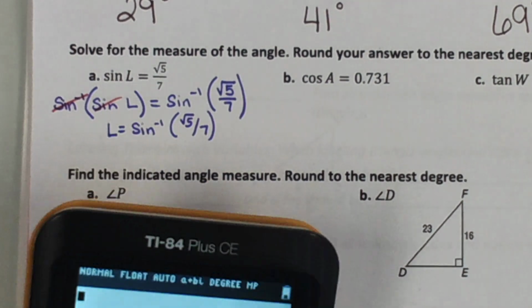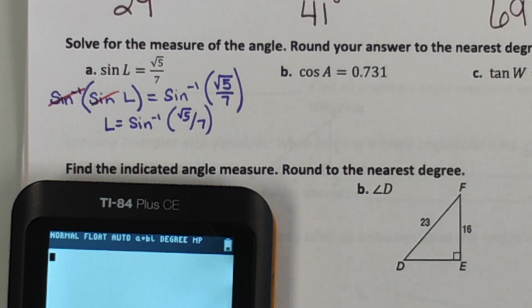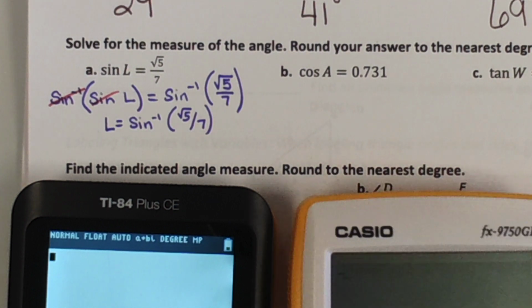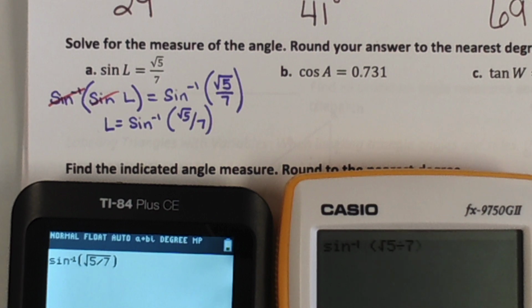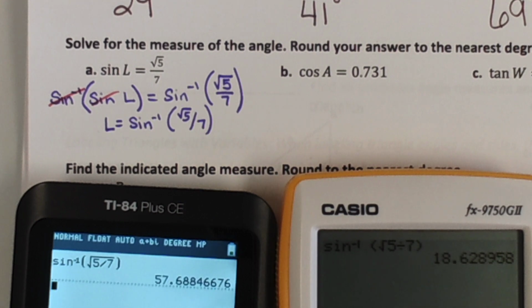Technically, it's evaluate, not simplify. Simplify would imply I'm getting exact things. Do I need the parentheses? Yes, I absolutely need those parentheses. Sine inverse, open parentheses, square root of 5 divided by 7, close the parentheses, and my calculators give me two different answers.